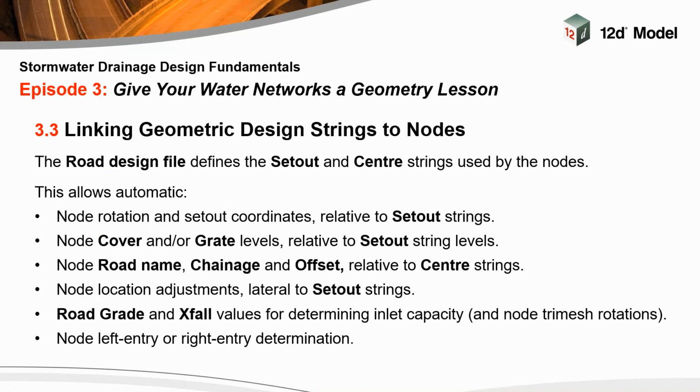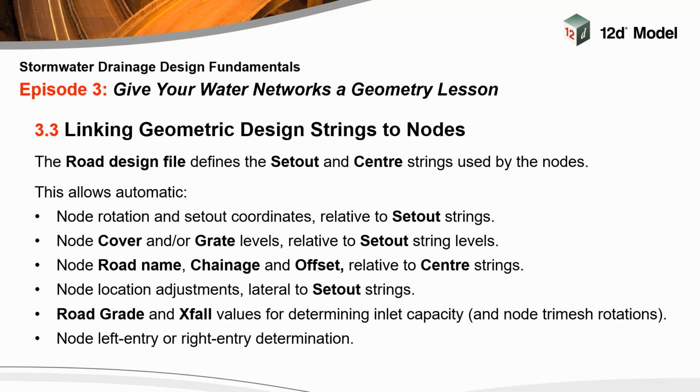Moving on then, this is the main, most important part of the webinar now. We're now truly into episode 3, and this is linking geometric design strings to nodes. And this is all done through the network editor via a file called the road design file. And it allows us to link up to two strings to each node.